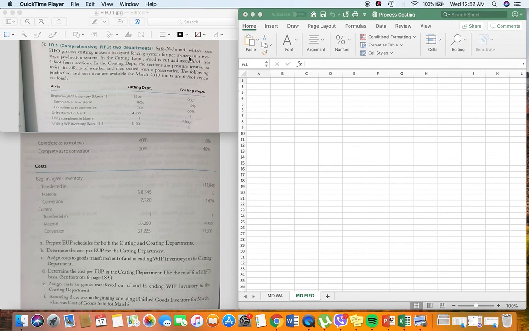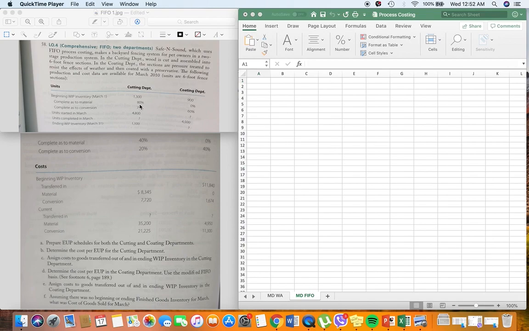Okay, so Safe and Sound, which uses FIFO process costing, makes a backyard fencing system for pet owners in a two-stage production system. In the cutting department, wood is cut and assembled into 6-foot fence sections. In the coating department, the sections are pressure treated to resist the effects of weather and then coated with a preservative. The following production and cost data are available for March 2010. Units are 6-foot fence sections.